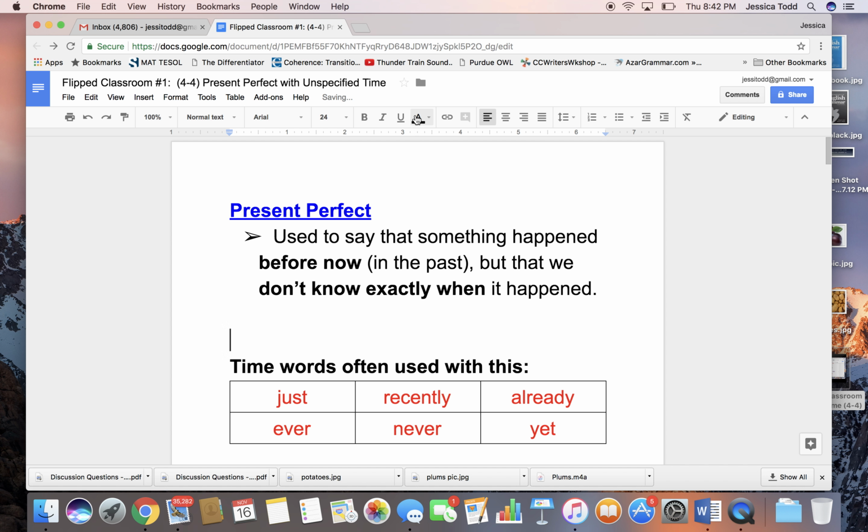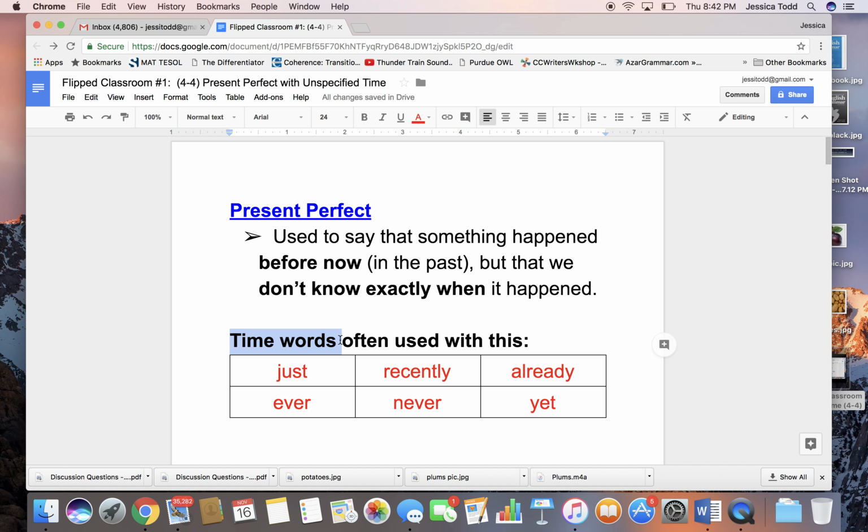And one of the examples we used in class was, I have lived in China, right? If I use present perfect here, have and verb 3, then you know that this happened in the past, but we don't know exactly when. What year did I live in China, for example, right?